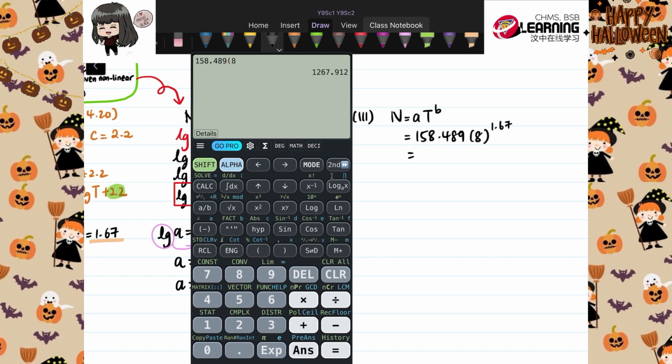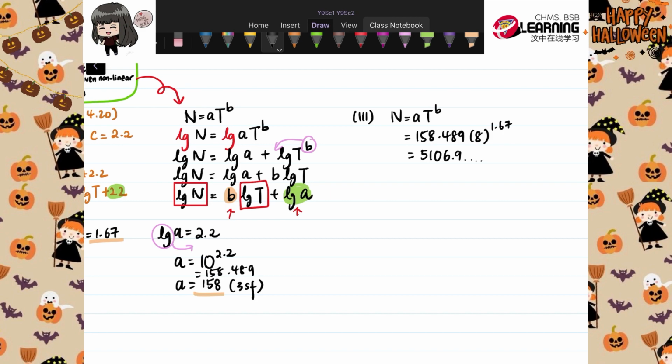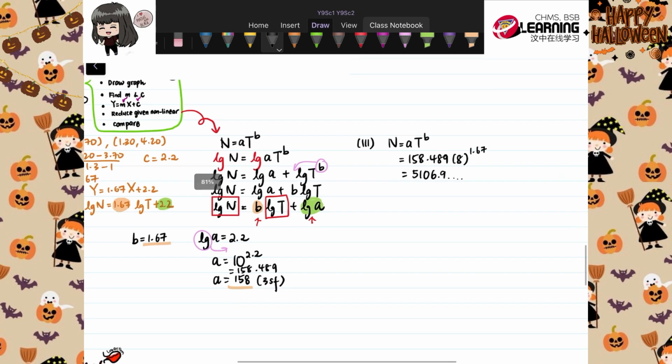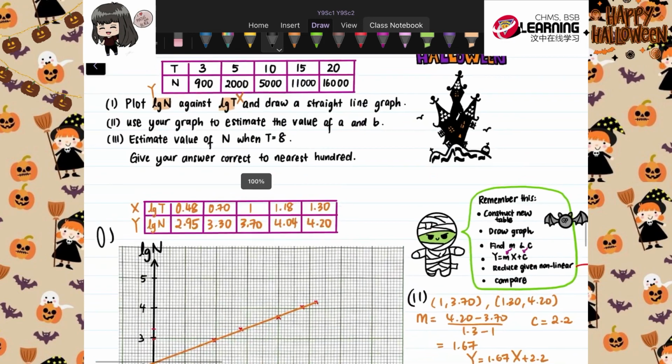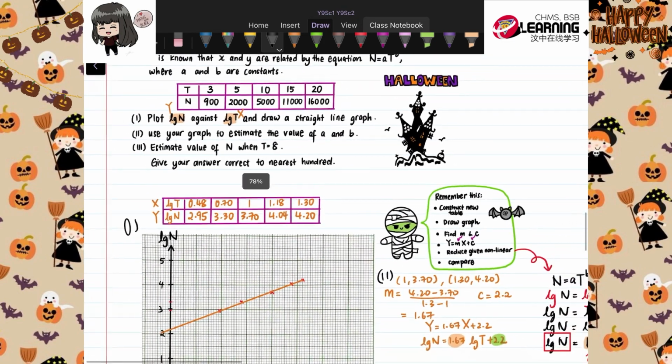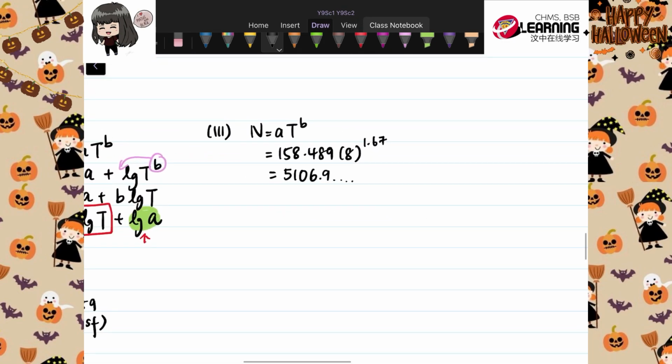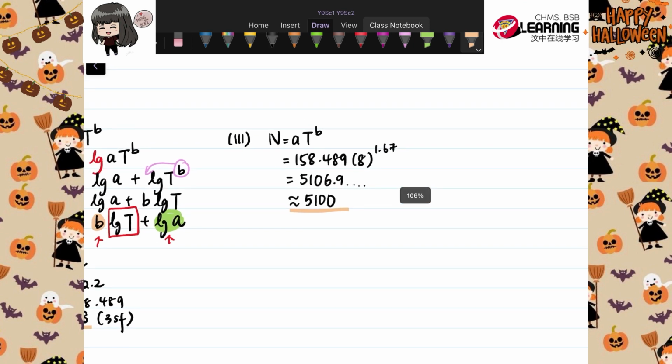Okay, so I press the calculator. This one times 8 to the power of 1.67. So the answer is 5,106.9 something. And they say round off, give your answer correct to the nearest 100. Okay, nearest 100 is 5,100. Okay, so this is my answer.